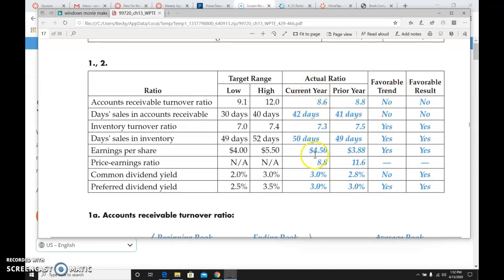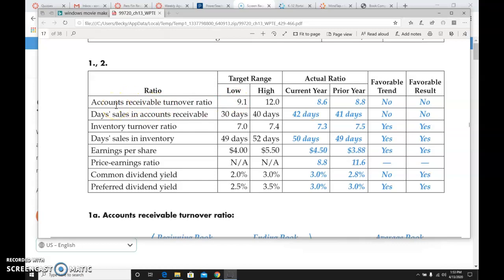So here's all the actual ratios for current year versus prior year. So again, the trend: we're saying from prior year to current year, whether it's good or bad. And then the result: we're saying versus the target, whether the current year is good or bad. So let's go by ratio.